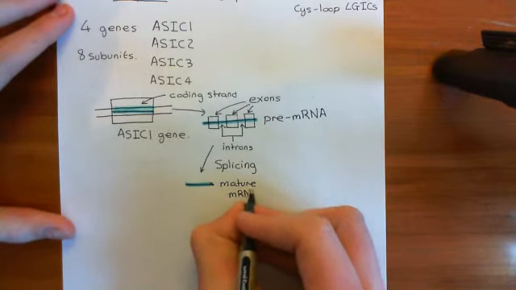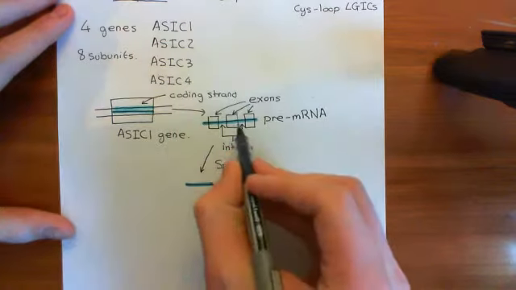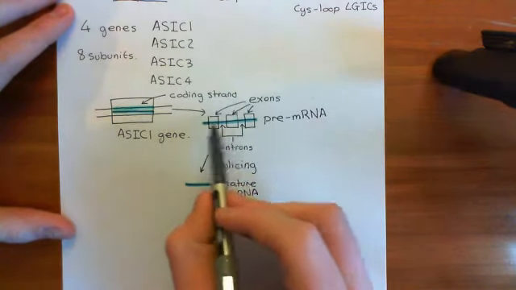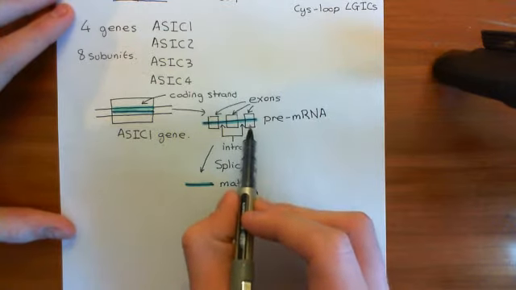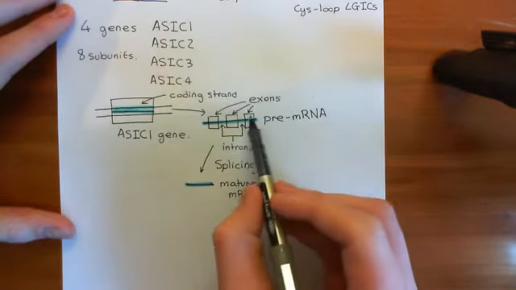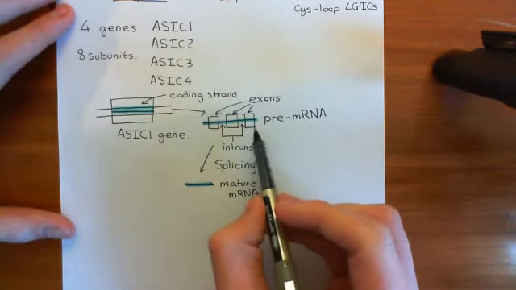Now, sometimes there is more than one different piece of mature mRNA that you can produce from the same piece of pre-mRNA. How does this work? Well, let me give you a simple example. Sometimes there are exons which are optional.